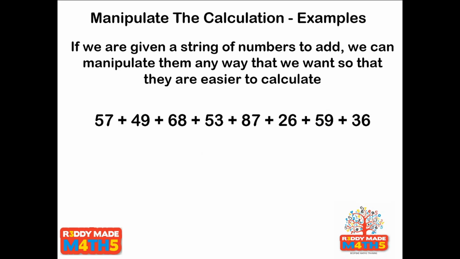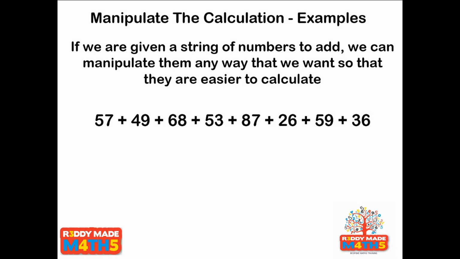I'm going to finish off this week's work with quite a complicated string of numbers to add up. Yes, there might be the odd number bond in there, but there aren't very many. And unlike the other days when I specifically set out the calculations to apply to a certain strategy, what I'm going to ask you to do now is to pause the video and manipulate those numbers any way you want. Rewrite the 87 as 80 and 7, as 85 and 2, as 84 and 3, as 70 and 17, however you find it would make it easier.